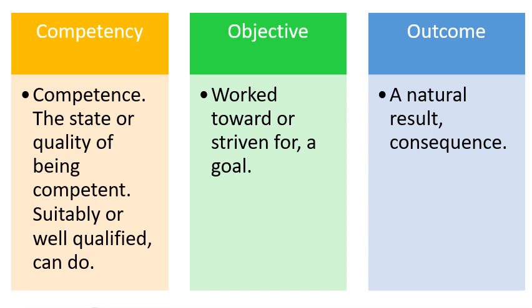According to the American Heritage Dictionary, the learning terms are defined as follows. For competency or competence, it is the state or quality of being competent, suitably or well qualified, or can do. And for the objective, it is something worked toward or striven for, a goal. And for the outcome, it refers to a natural result or consequence. The set of expectations that we need our learners to be able to achieve are referred to as learning outcomes. It is their natural and mastered ability to gain all the required training in knowledge and skills enhancement in the future.